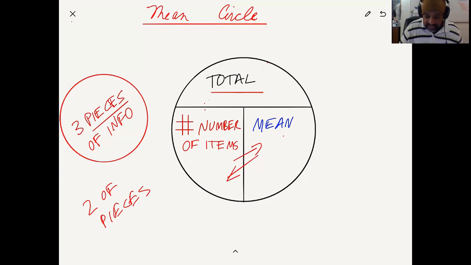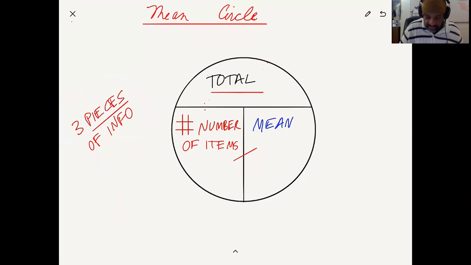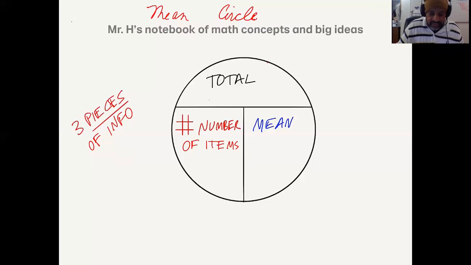Another way of looking at this, let me see if I can get rid of some of this stuff, back up a little bit. Another thing that you could do is multiply the number of items times the mean, and that's going to give you the total that you have. So I'm going to show you how to use this circle.